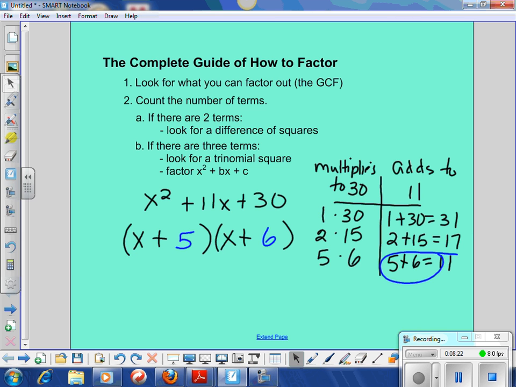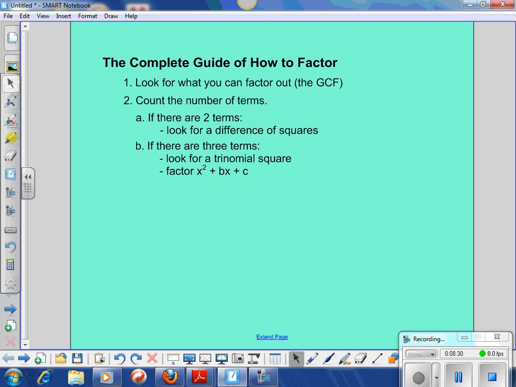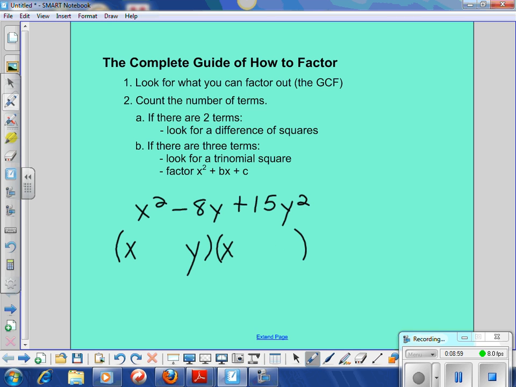Now, I want to look at it just a little bit different. Let's look at what happens when we have a negative in there. So let's take x squared minus 8xy plus 15y squared. Well, remember before I said how we started? That we knew that the first term was x squared, so each one of these has to start with a value of x. But look at our last term. We've got 15y squared. So I know that y has to be a term in each one of these, and it goes at the end.